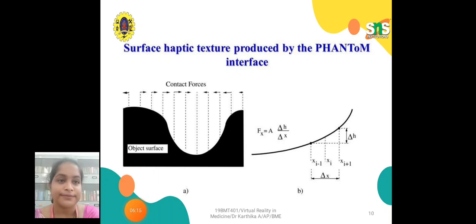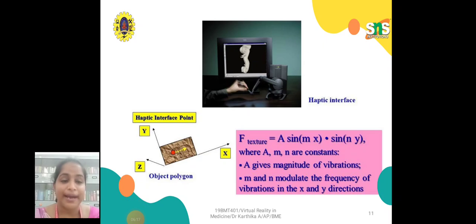Okay, see the haptic interface point. Here we consider the object polygon, which has the world coordinates x, y and z. Here f texture is equal to a sin mx multiplied with sin ny, where a, m and n are constants. A gives the magnitude of vibrations, and m and n modulate the frequency of vibrations in the x and y directions. So we have to calculate both magnitude as well as frequency for better feedback.